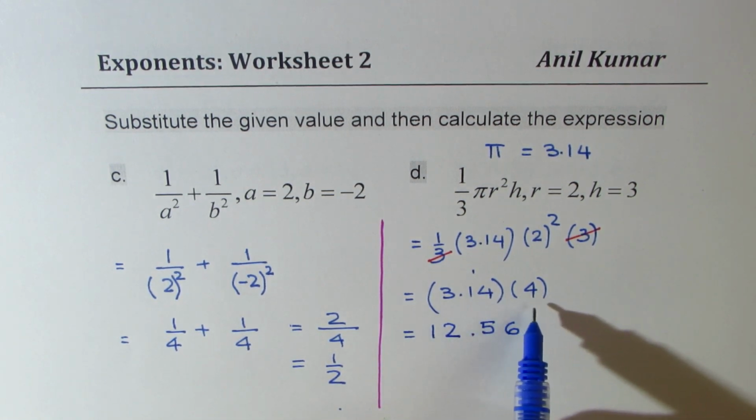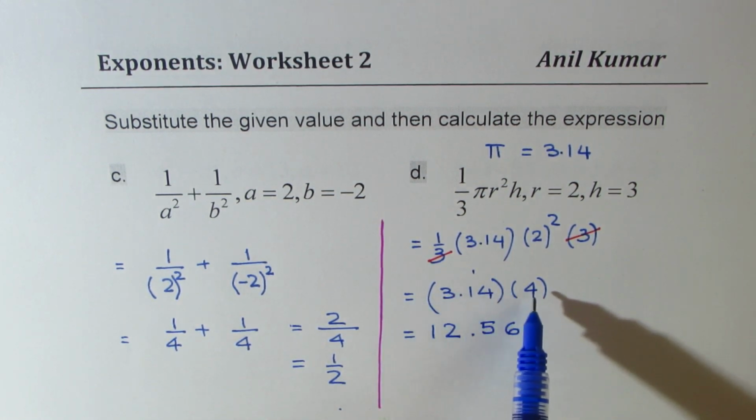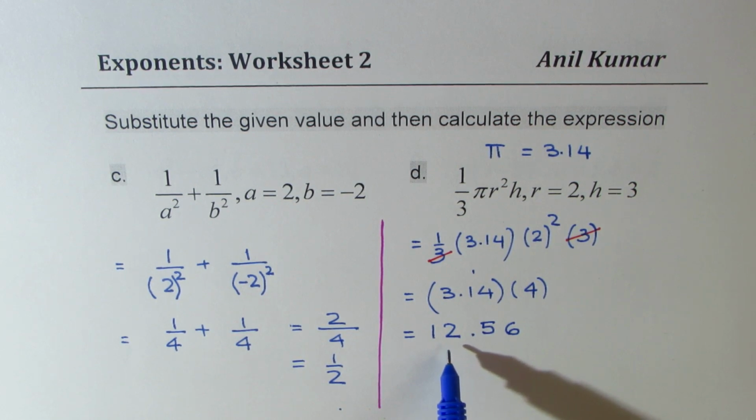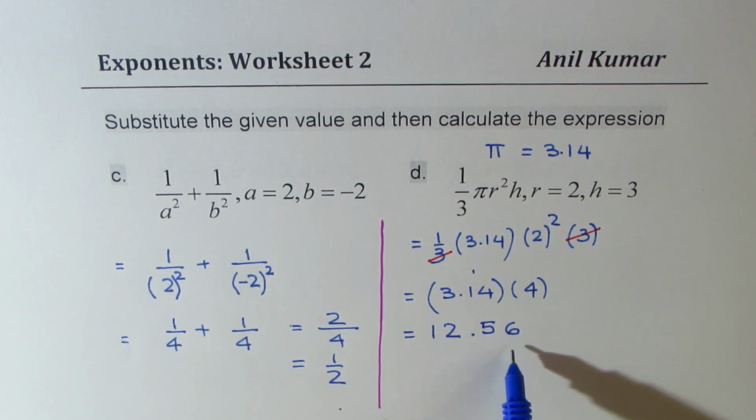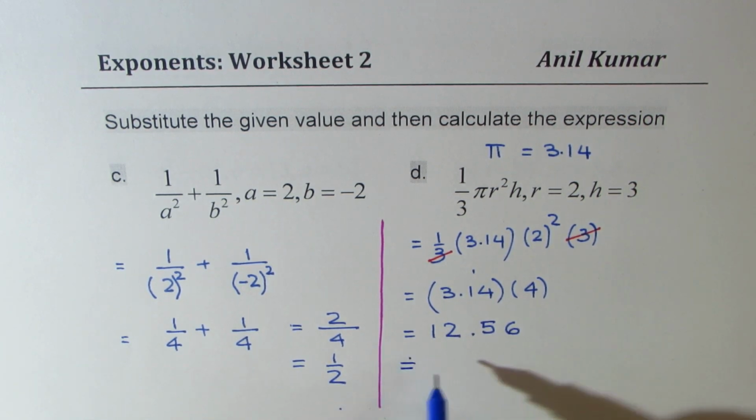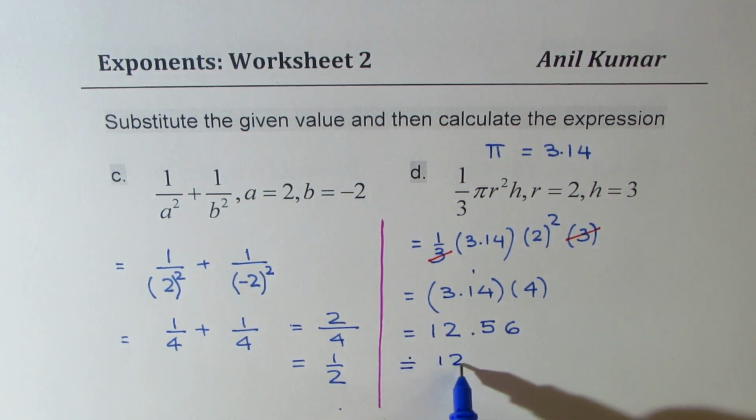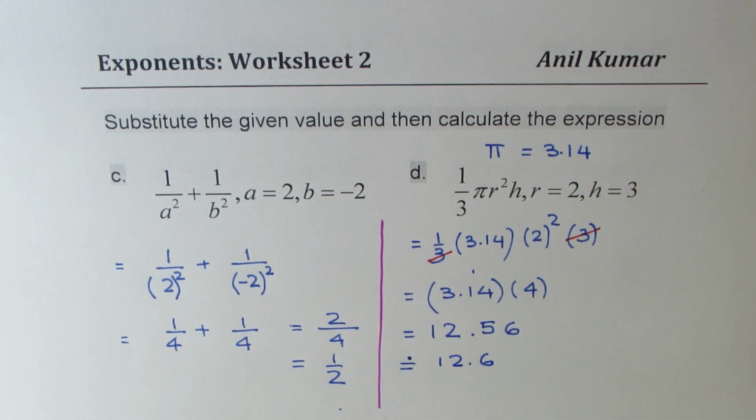You can estimate also, right? So 4 times 3 is 12, so that is the estimated answer. That becomes the exact value. Let's round it to one decimal place. We get 12.6 approximately. Does that make sense to you, right? So that is how it could be calculated.